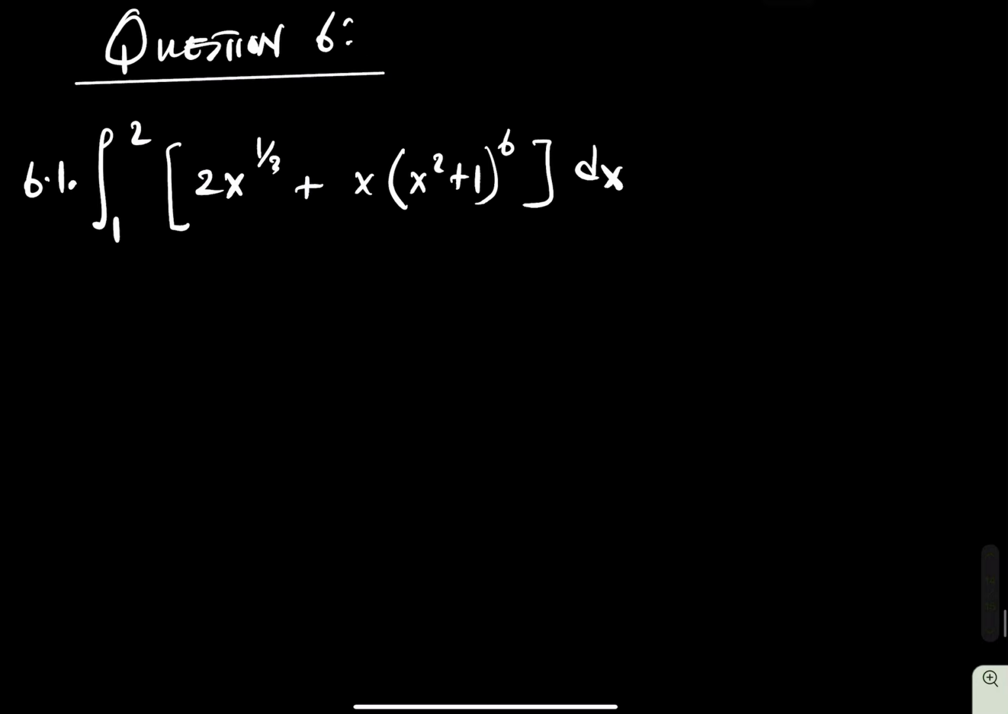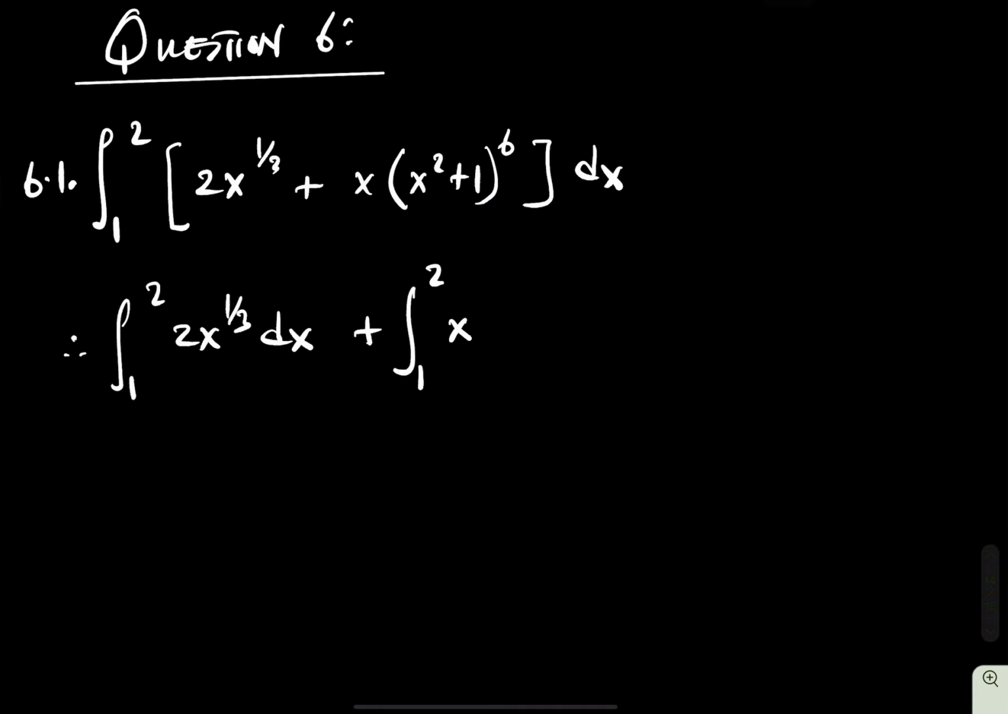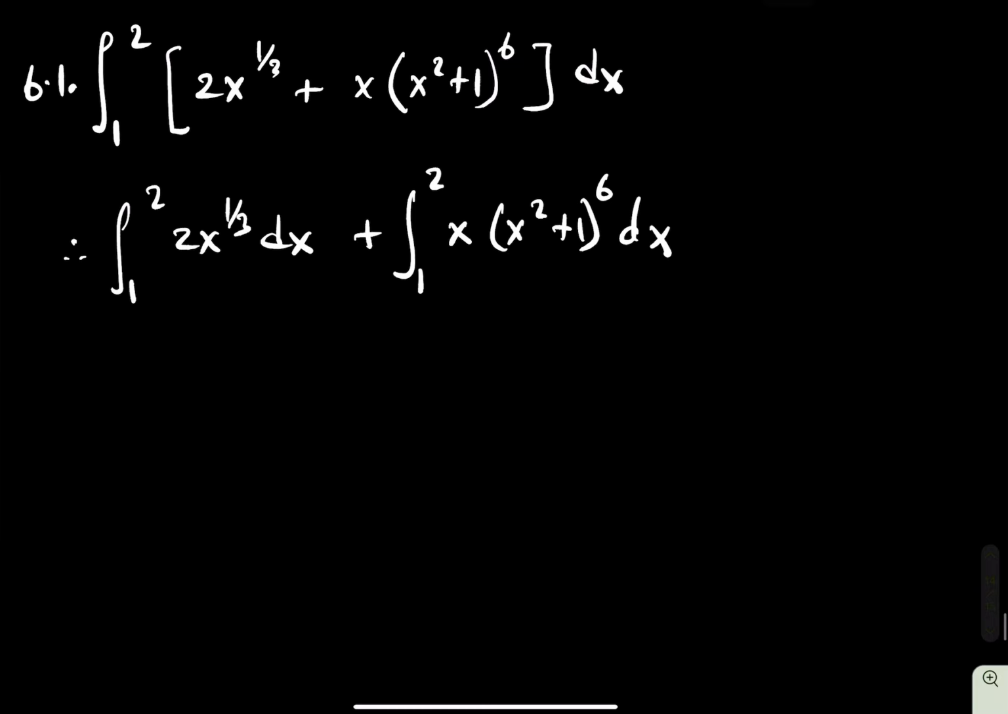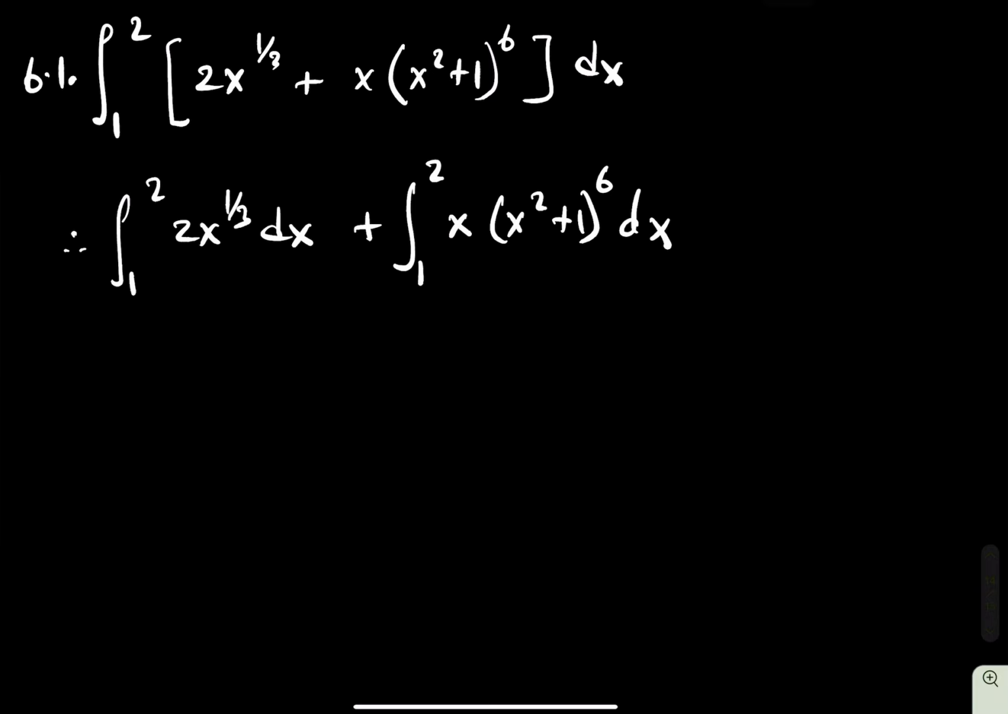So I'm going to apply the sum of the integral, which is going to be the integral from 1 to 2 of 2x to the power 1/3 dx plus the integral from 1 to 2 of x times (x squared plus 1) raised to the power 6 dx. Well, that should really be very easy, guys. You need to integrate this carefully with that power there. So if you do that, let's check what you are going to get.